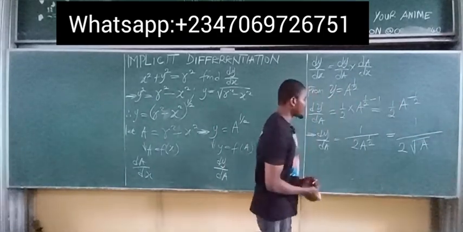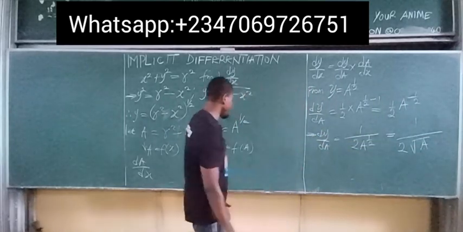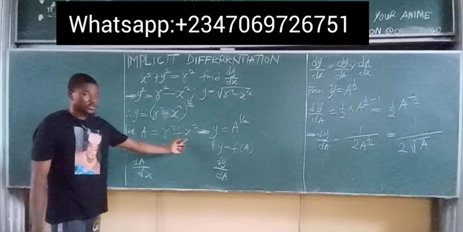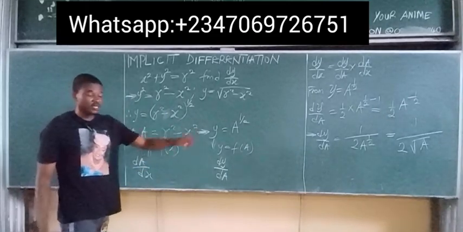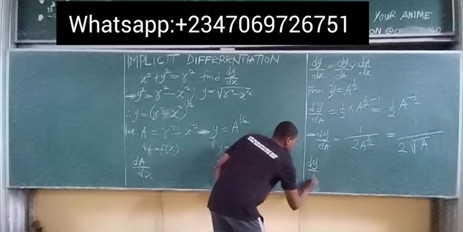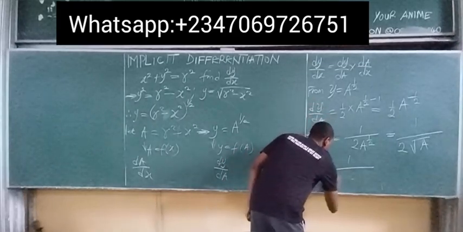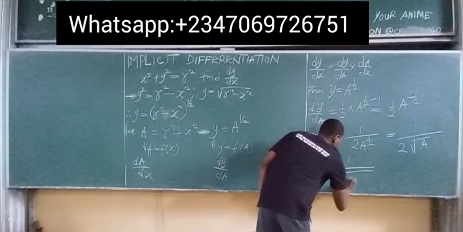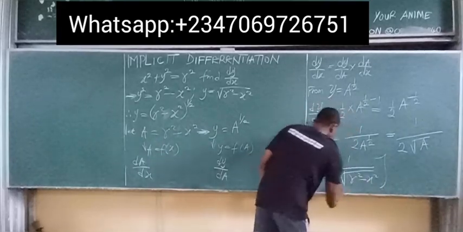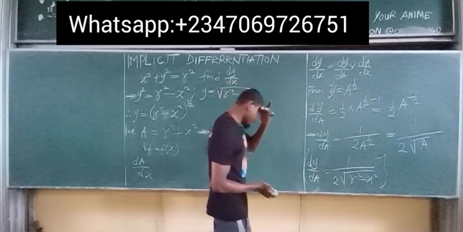Of course, you can also convert a to the power of 1 over 2 to be what? Root a. Not forgetting that we said let a be equal to r squared minus x squared. This is the value of a, so we can replace that there. It now implies that dy/da is now equal to 1 all over 2 root r squared minus x squared. So you can keep this aside for the dy/da.